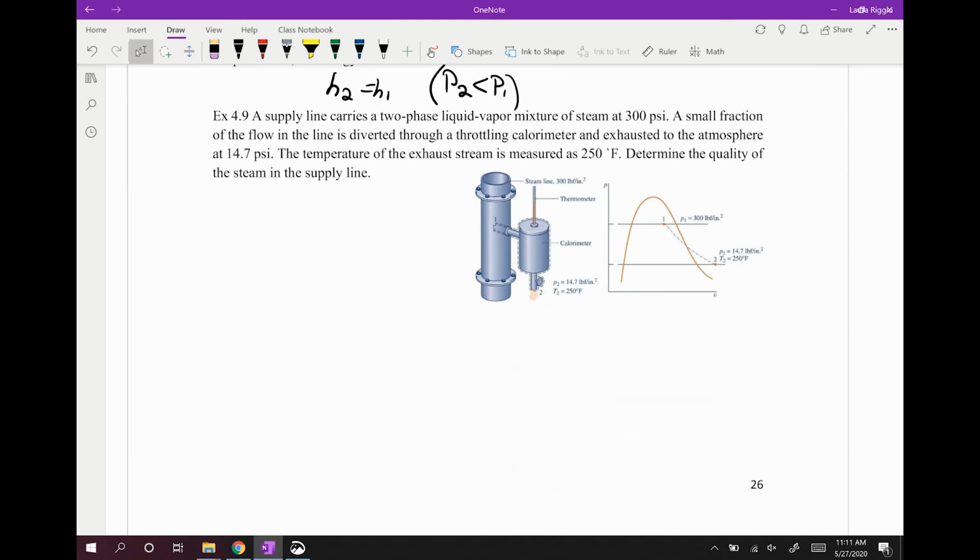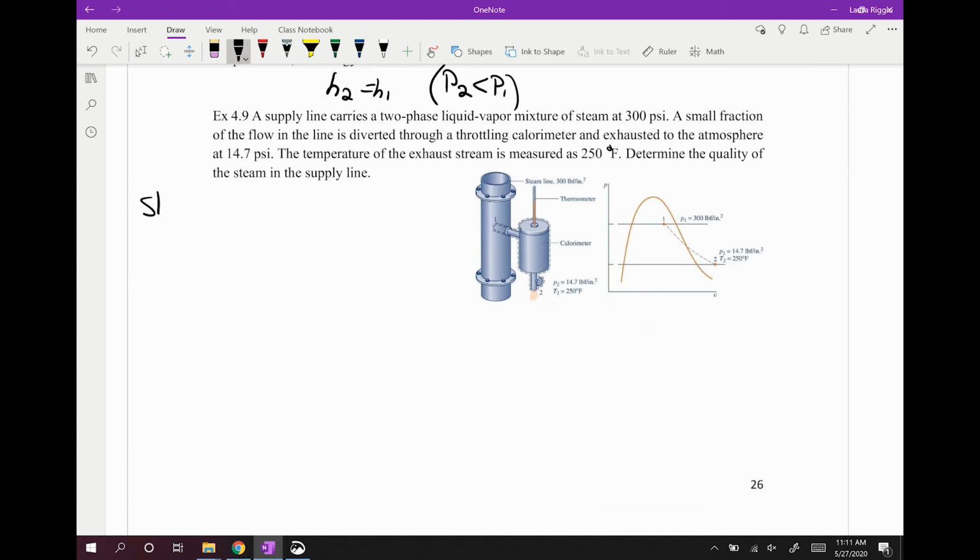We have a supply line that carries a two-phase liquid vapor mixture of steam at 300 psi. A small fraction of the flow in the line is diverted through a throttling calorimeter and is exhausted to atmosphere at 14.7 psi. The temperature of the exhaust stream is measured as 250 degrees Fahrenheit. We want to determine the quality of the supply line.